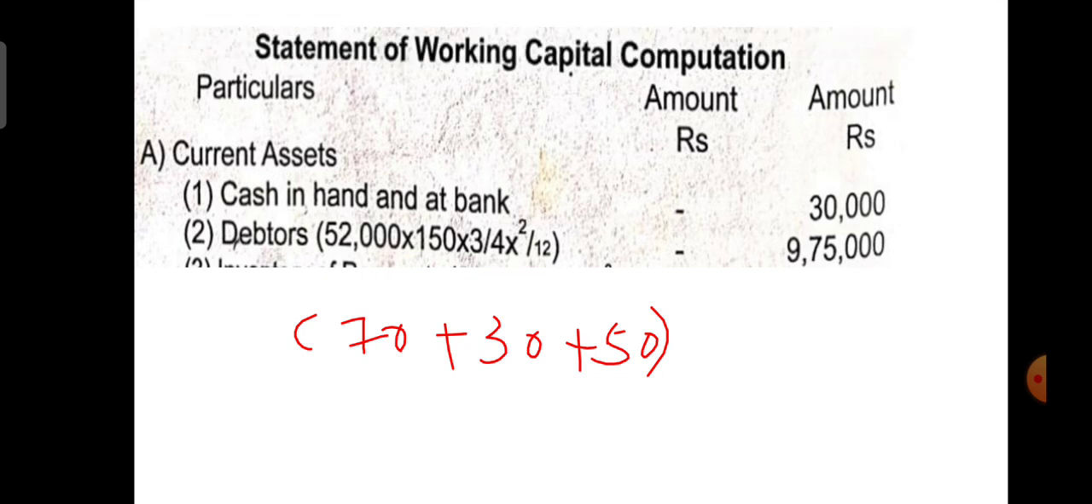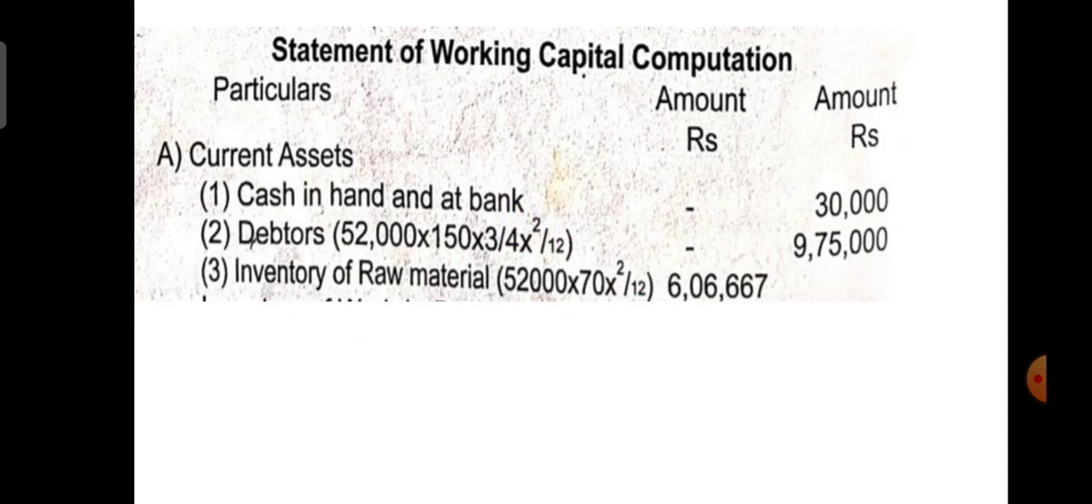Okay, so 52,000 into 150 into 2/12 into 3/4. 1/4 is for cash and the remaining is for credit sales. So debtors are valued on cost of sales. For credit sales amount, from the debtors calculation we are doing this, right? So 52,000 into 150 into 3/4 into 2/12. Credit period allowed to customers is 2 months, so 2/12.